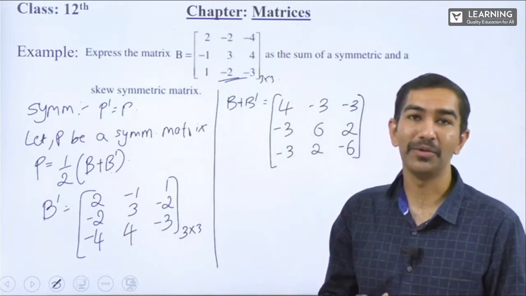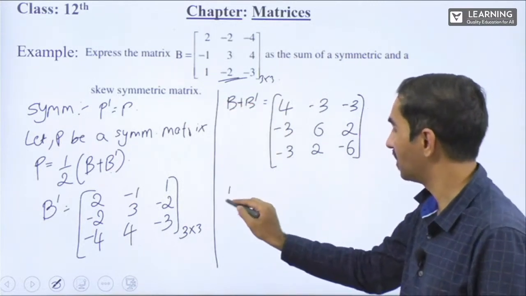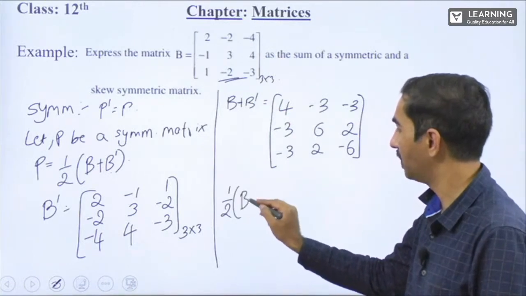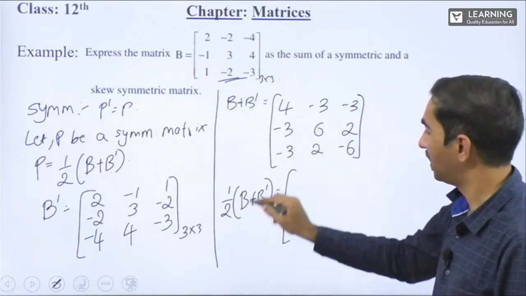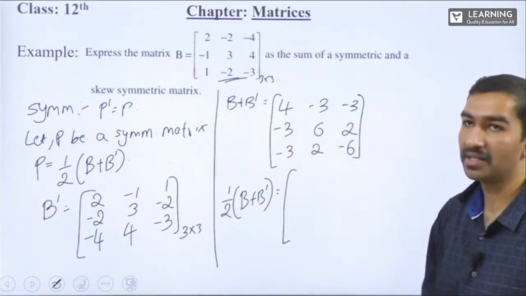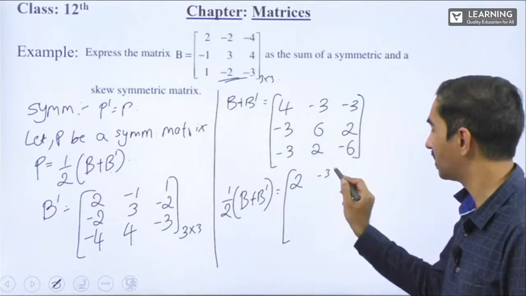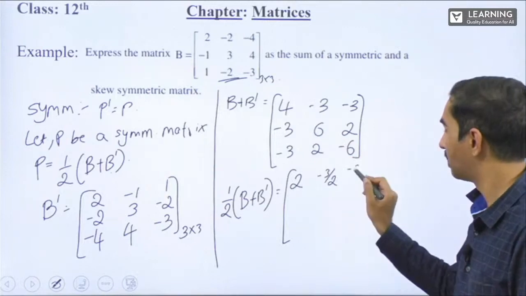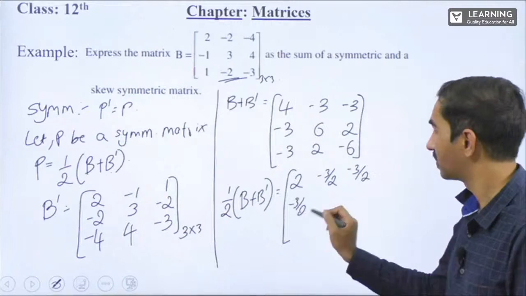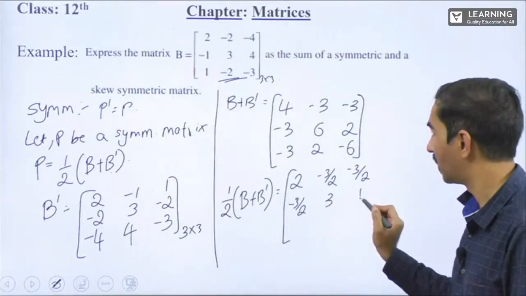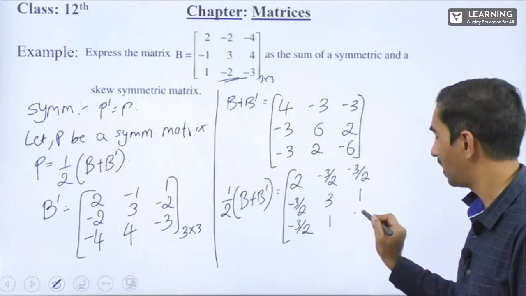Okay. Now we have to do what? Multiply it with a scalar 1 by 2. So here we'll write half of B plus B dash. So this will be equal to, multiply half to each and every entry of this matrix. So 4 into 1 by 2, so this will become minus 3 by 2. This will also become minus 3 by 2. Minus 3 by 2, 3, 1. Minus 3 by 2, 1 and minus 3.